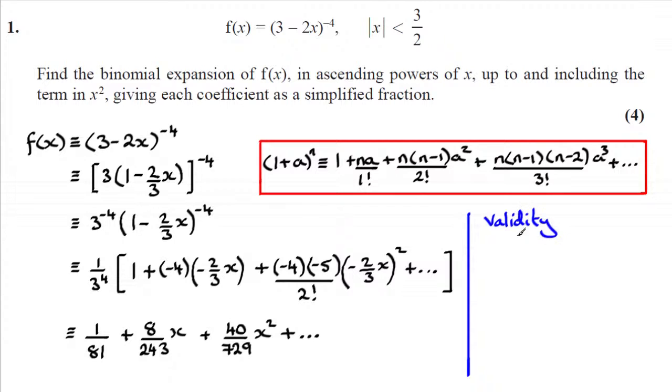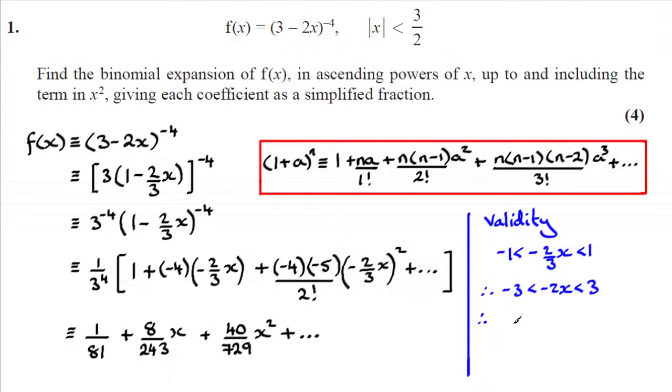When you're asked for the validity of the binomial expansion, your a term has to lie between -1 and 1. And the a term in this was minus 2/3 x. So minus 2/3 x has got to lie between -1 and 1. Then if you multiply both sides throughout by 3, you're going to get -3 is less than -2x is less than 3. And then you could divide throughout by -2. When you do that, remember you've got to turn the inequalities round when you divide by a negative value.